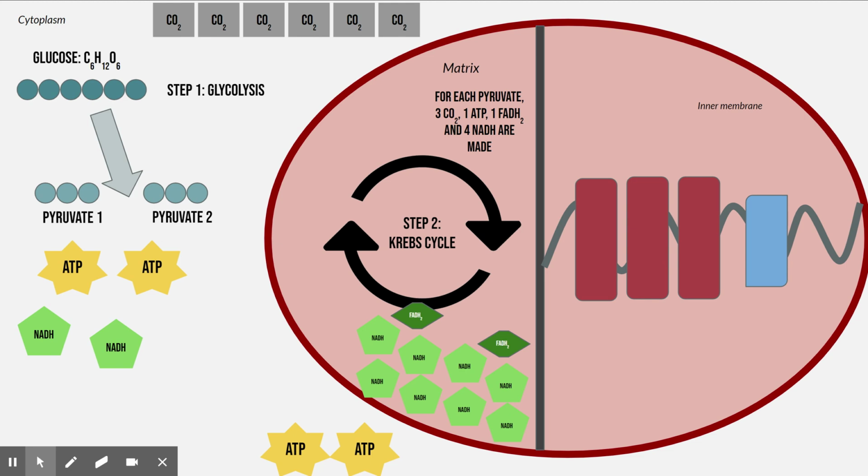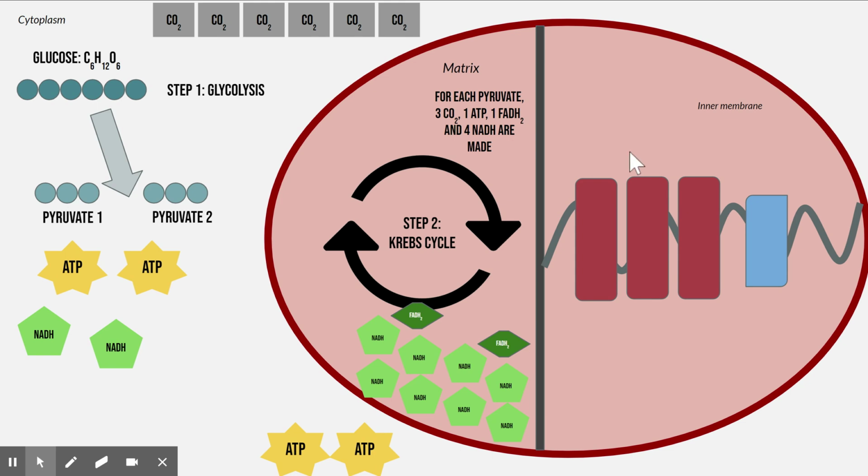So by the end of step 2, the Krebs cycle, so far we have 4 ATPs, 10 NADHs, and 2 FADH2s. The NADH and FADH2 are going to be used in step 3. So let's go ahead and now look over all the way to the right.